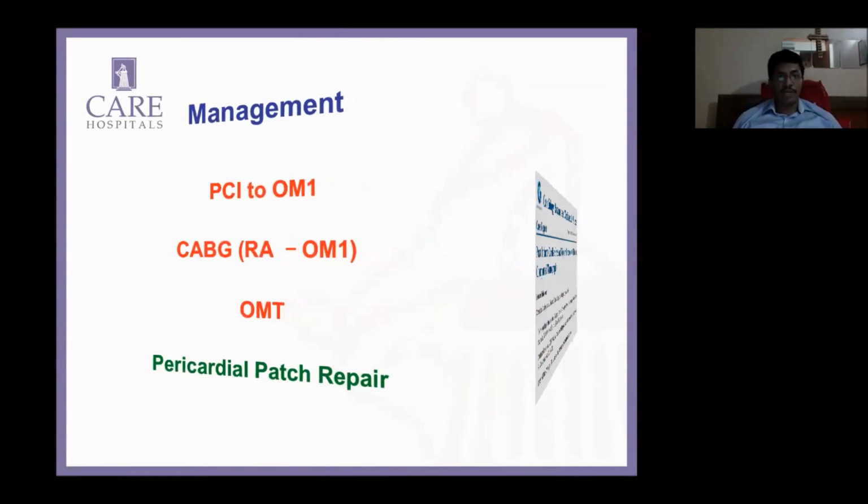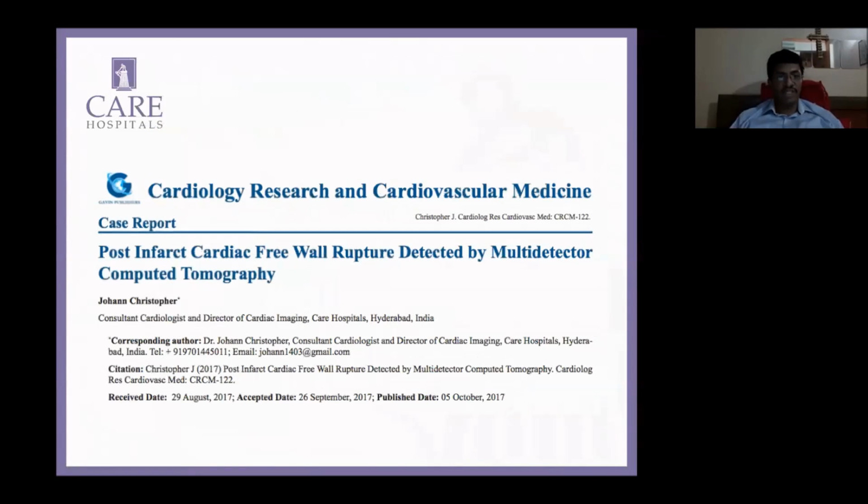So, we've had a couple of publications, and this is just one of them, looking at free wall rupture by coronary CT. Sharath, over to you.